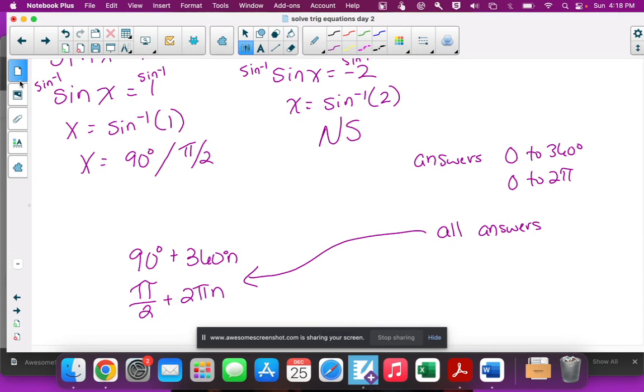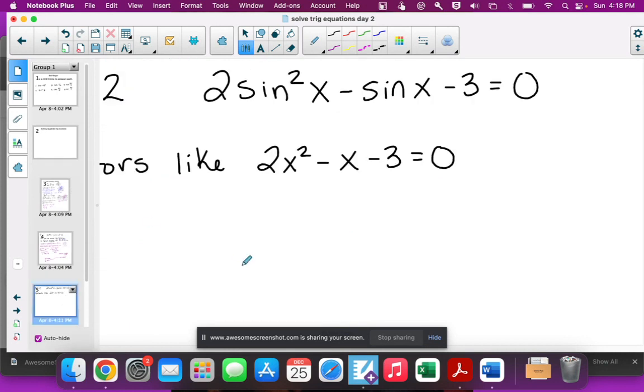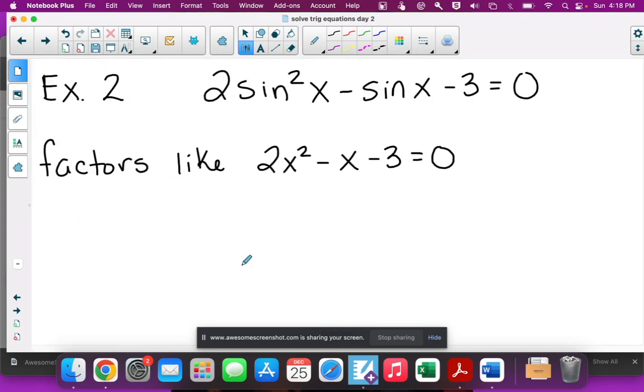Okay, so let's try another one. Now we're going to try one that has an actual number in for a, which does make a little bit of difference when you're factoring, if only because your product gets a little bit bigger. All right, so let's go ahead and try product and sum. In this case, my product is -6 and my sum is -1. So what multiplies to give me -6 and adds to give me -1? It should be -3 and +2.